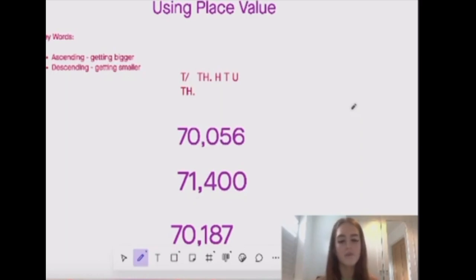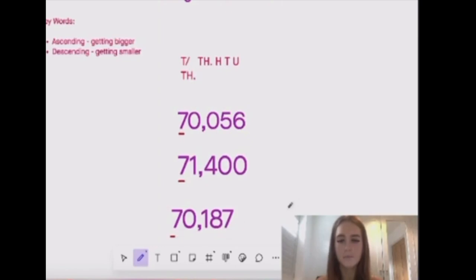So first things first, let's go to the biggest column, our tens of thousands, and check if any digit in any of these columns is bigger than the other. So we have a 7 in this number, a 7 in this number, and a 7 in this number. So they're all exactly the same. So they all have exactly the same amount in the tens of thousands column. So that doesn't help us determine which is biggest. So we'll just move on to the next column, the thousands column.